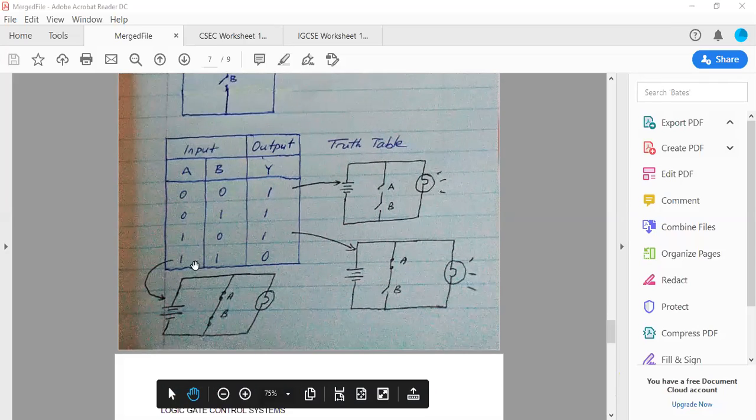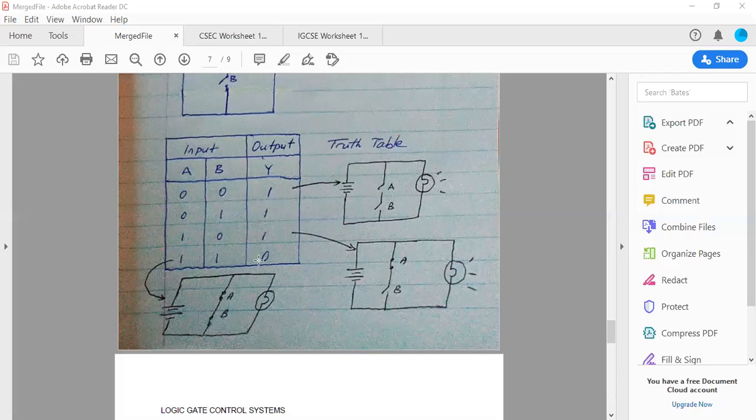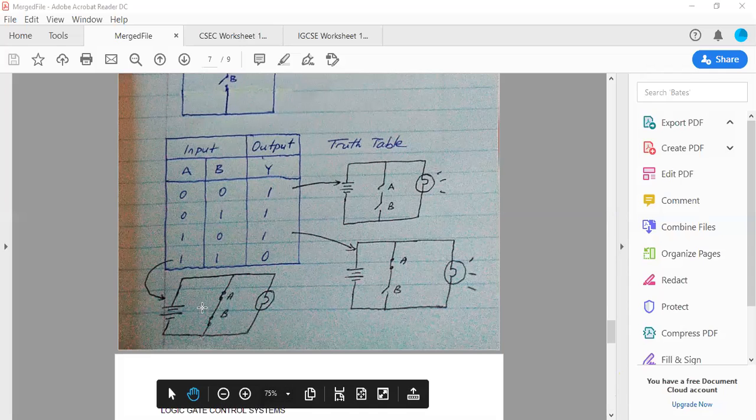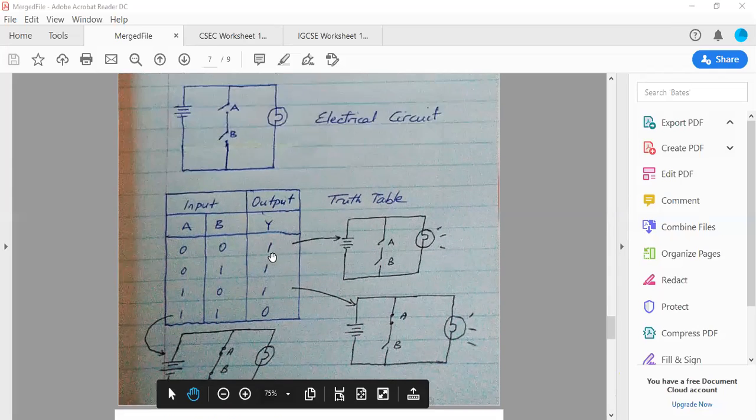However, now for the last condition, which is the fourth row, when A is 1 and B is 1, which means that both switches are closed here, A and B are closed, current is going to flow through switch A, through switch B, and back to the battery, creating a short circuit. This will cause, obviously, the bulb not to light, causing an output of 0.